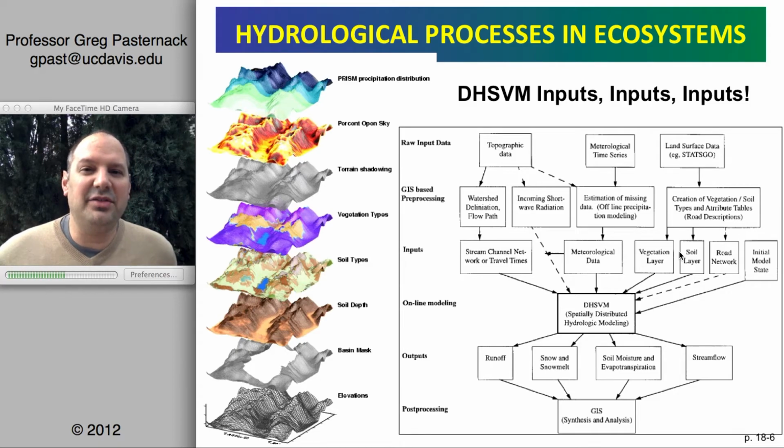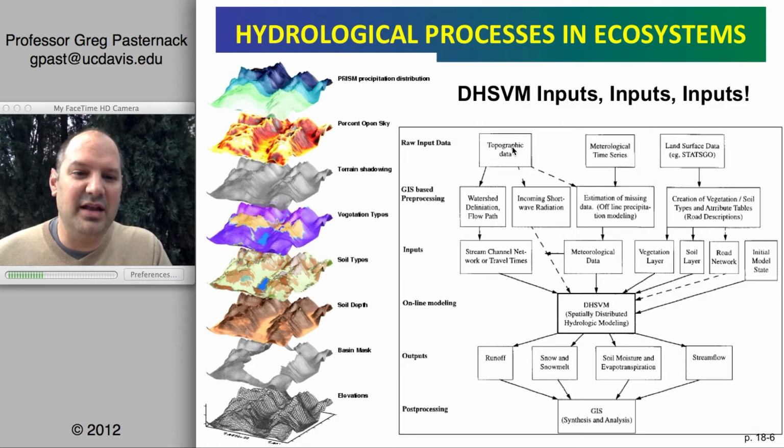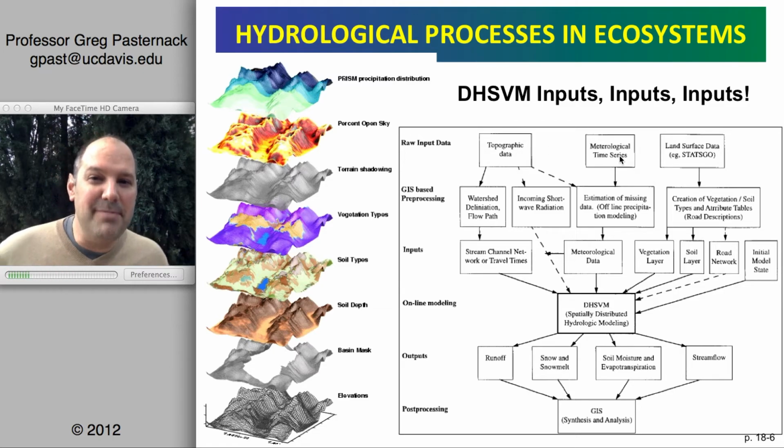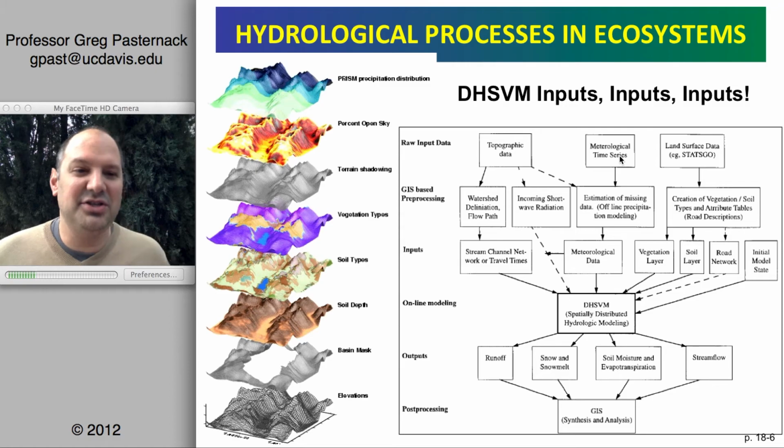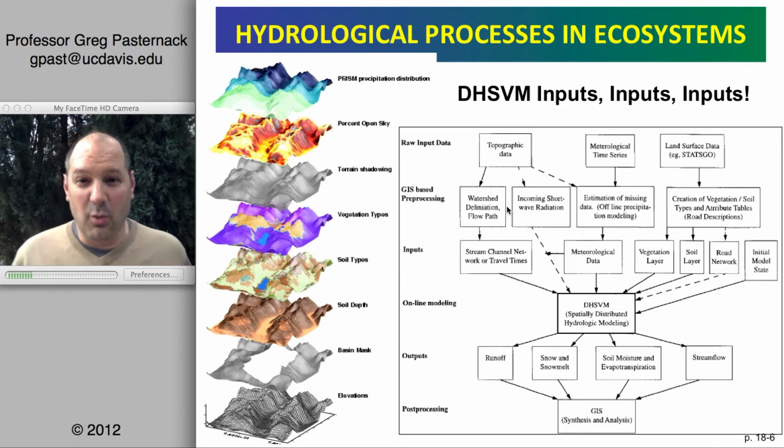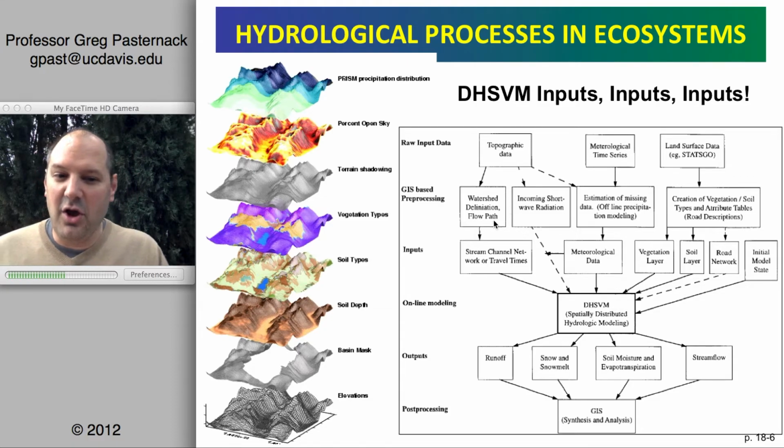And in addition to that, there's the whole GIS aspect of it. So you have to have topographic data, meteorological maps that are also time series to drive this whole thing. So that's a lot. You have to have land surface data, for example, soils map, and there's a source of soils map called STATSGO. That's the state level soils information.